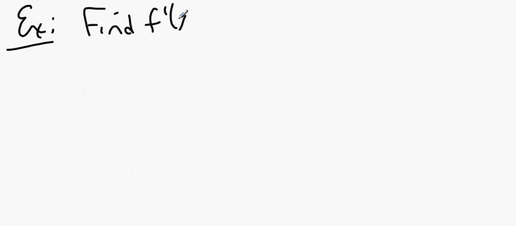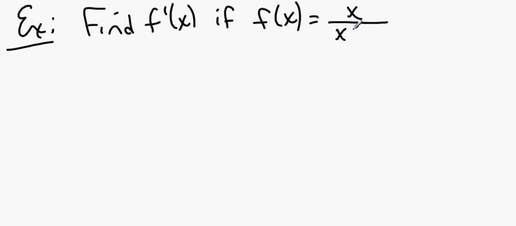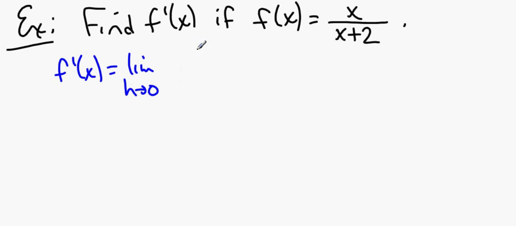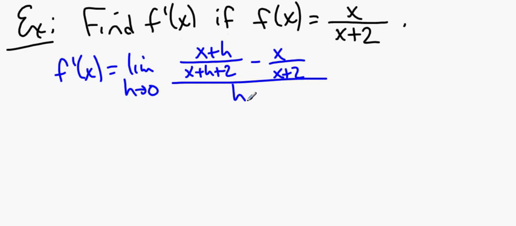Let's find f prime of x if f of x is x divided by x plus 2. And let's do it using the definition. Using the definition, we've got the limit as h approaches 0 of our function at x plus h, minus our function at x, over h. That's what we've got. So how do we proceed?